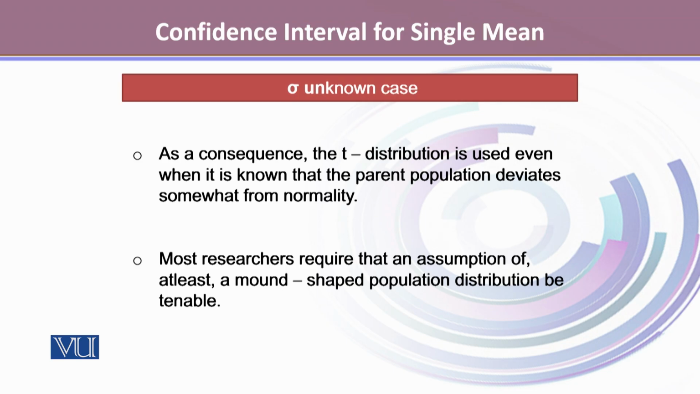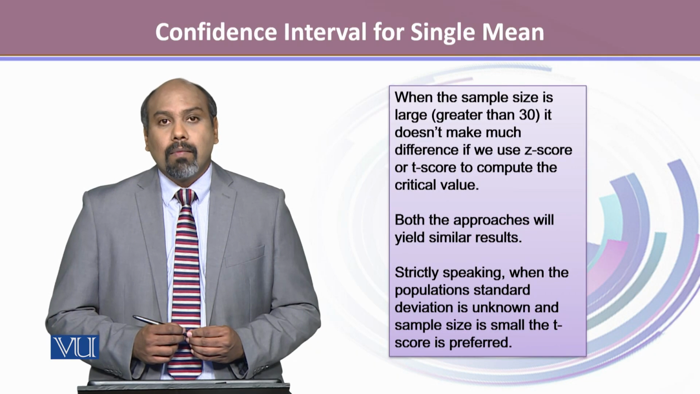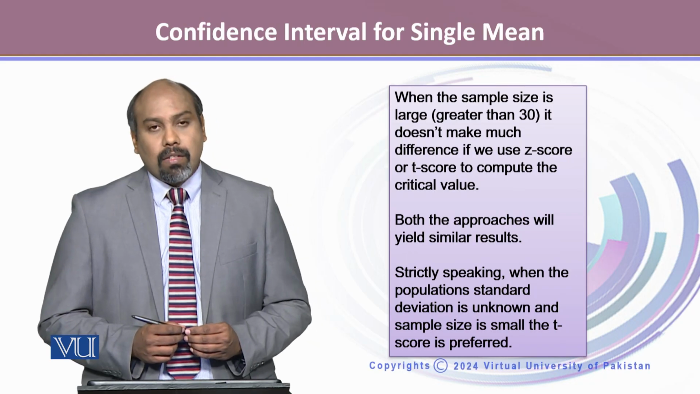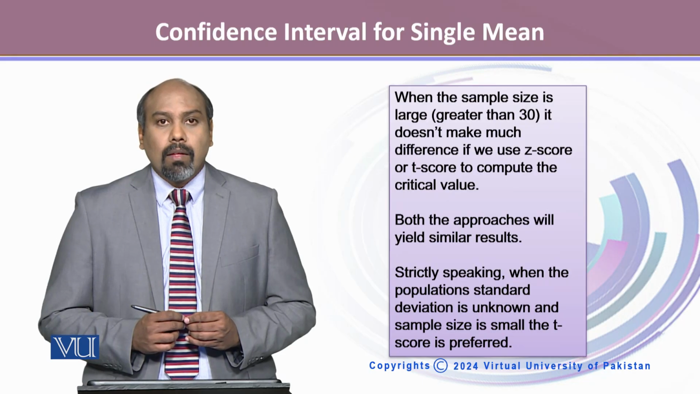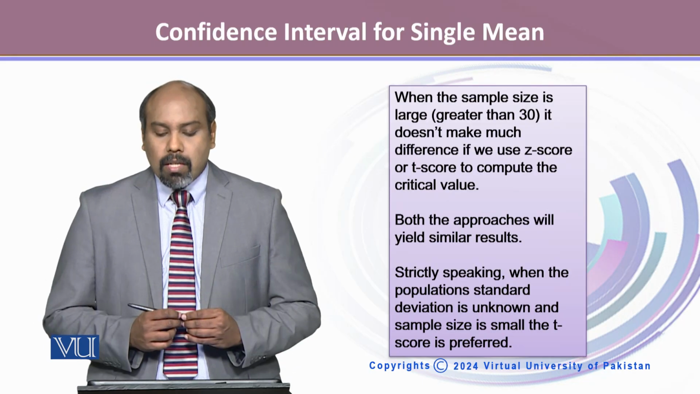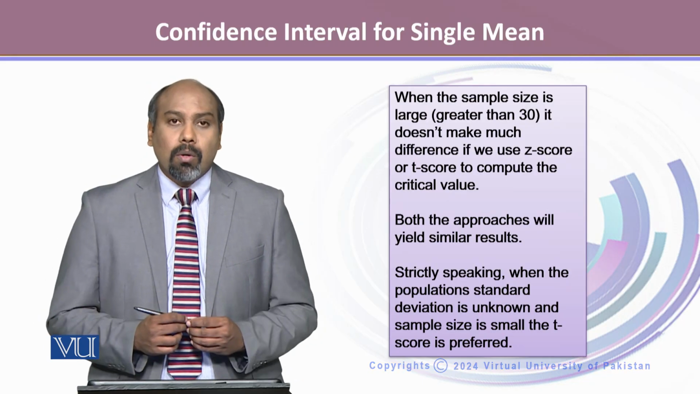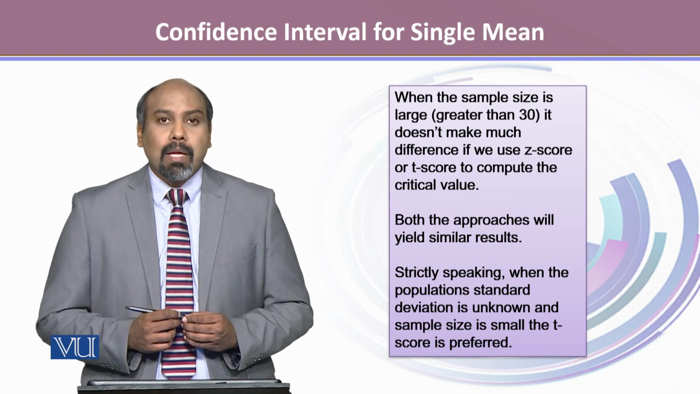When the sample size is large, let's say more than 30, it does not make much difference whether we use z-score or t-score. But for smaller sample sizes, t-score helps us make better decisions.